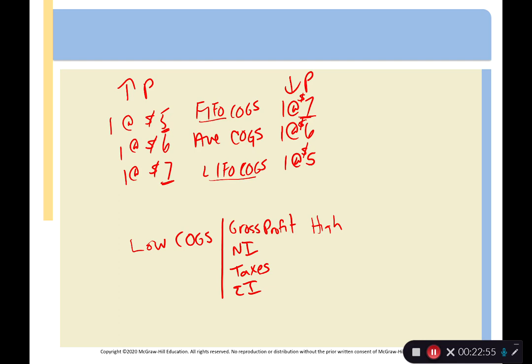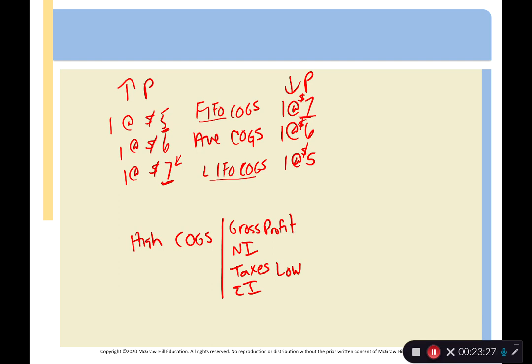If I wanted to know which method is going to give me low taxes, in order to have low taxes, I need the opposite for cost of goods sold, high cost of goods sold. So in a period of rising prices, which gives me the high cost of goods sold? The 7. So the answer would be LIFO. The answers obviously flip if we do declining prices. I don't memorize any of it. I just use this little chart to kind of help me through it.